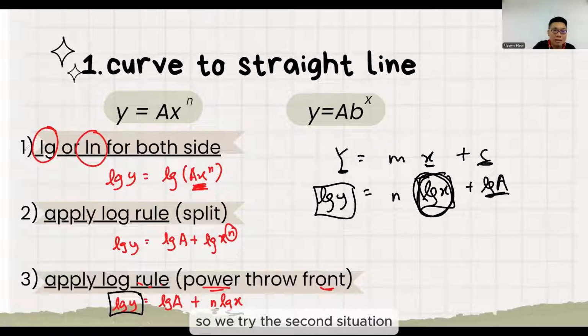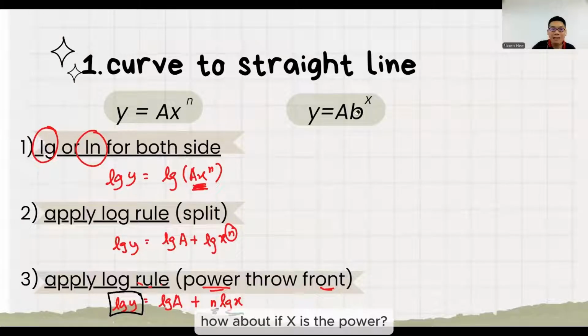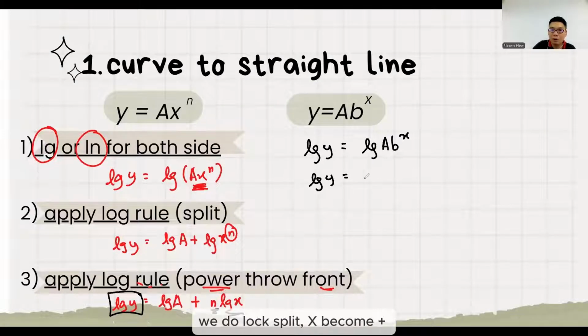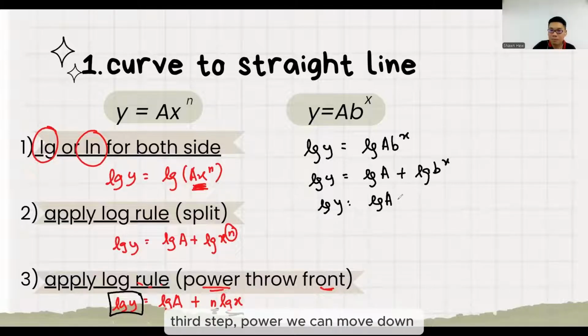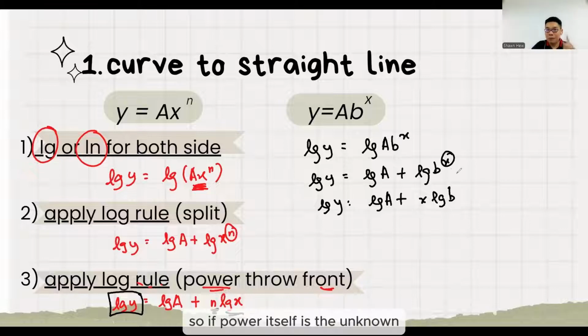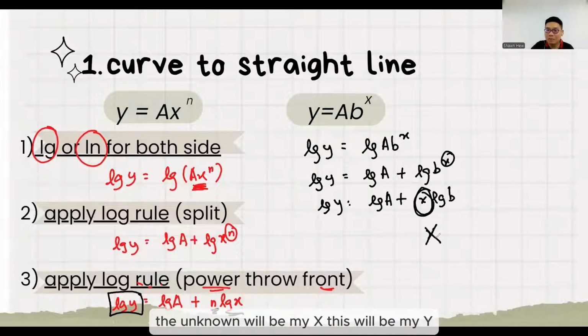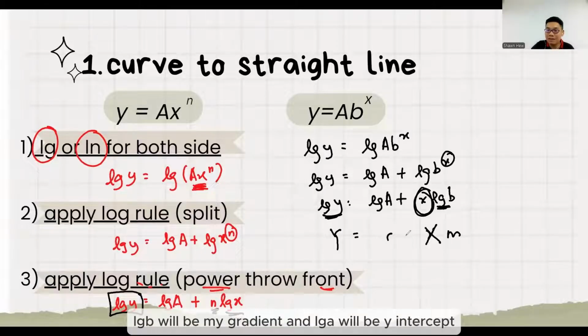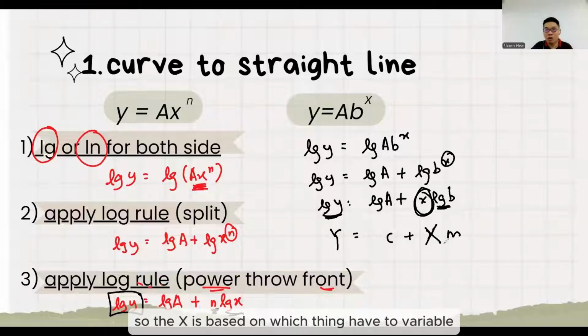So we try the second situation. How about if x is the power? It is still the same 3 steps. First step, we log both sides. Second step, we do log split, times becomes plus. Third step, the power we can move down. So if the power itself is the unknown, it will be my x, this will be my y, LGB would be my gradient, and LGA would be the y-intercept. So the x is based on which thing has the variable.